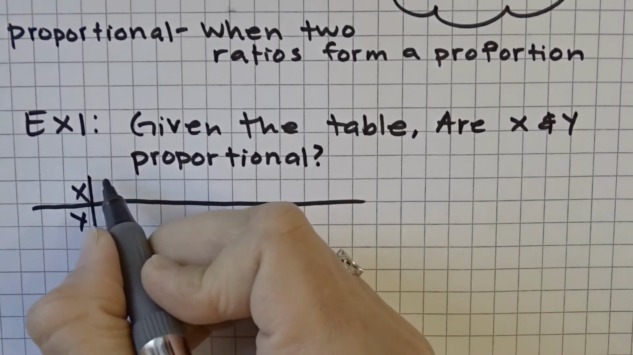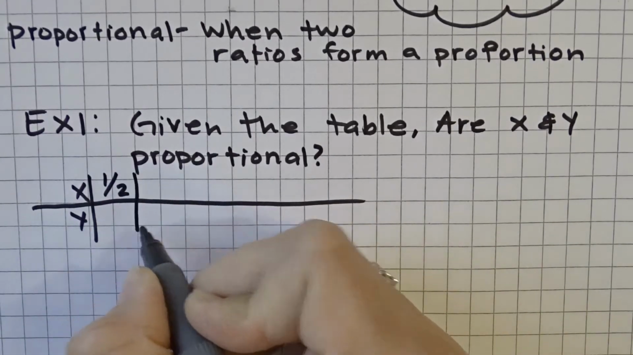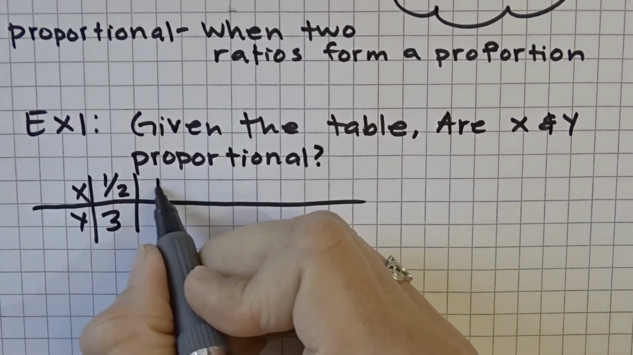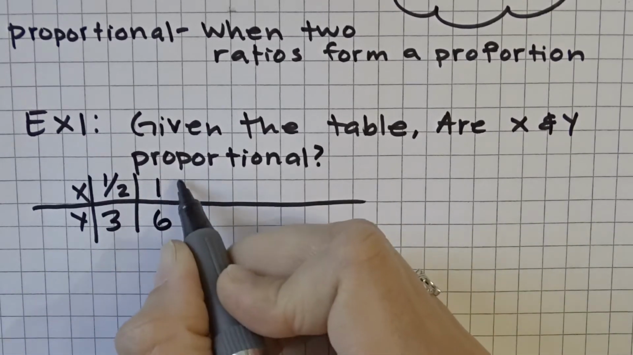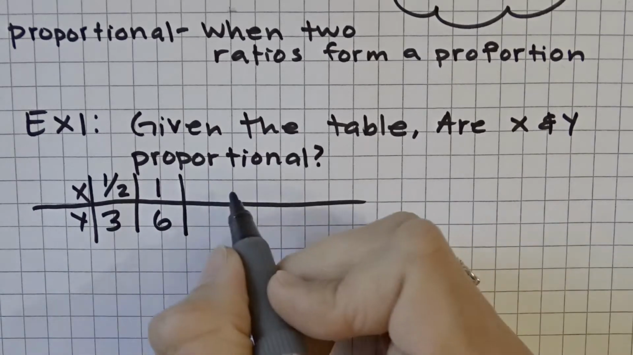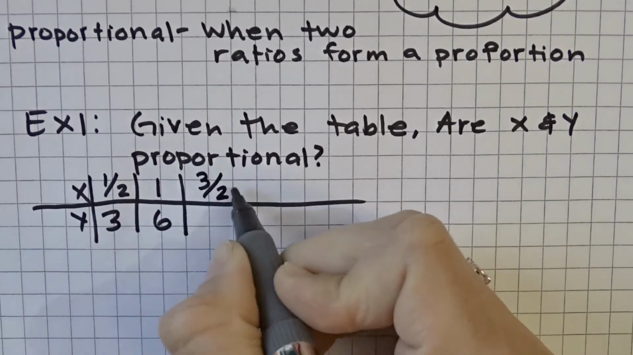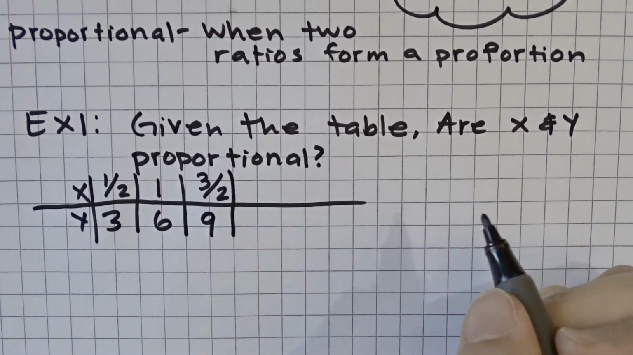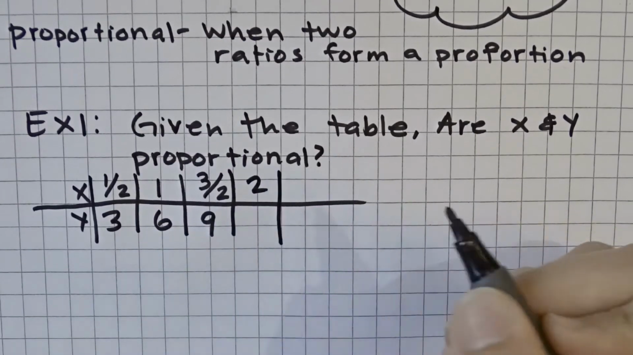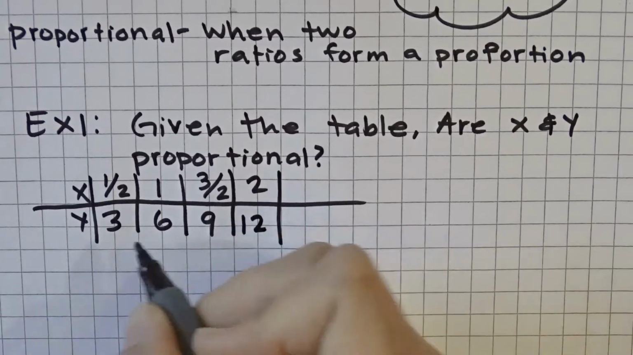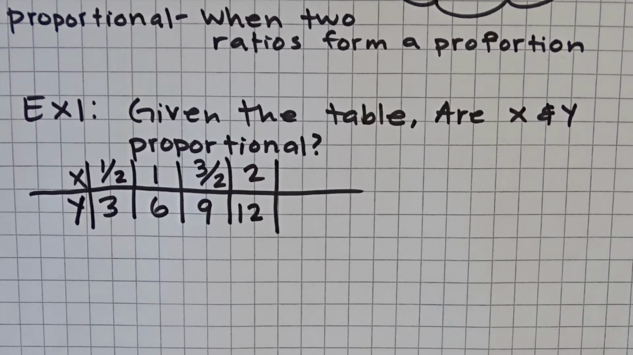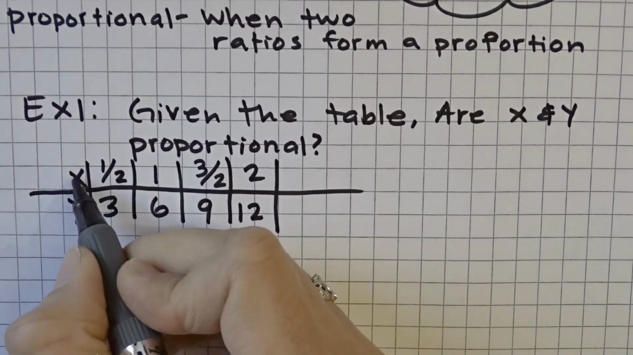And if your x is 1/2, your y would be 3. If your x is 1, your y will be 6. When your x is 3/2, your y will be 9. And when your x is 2, your y would be 12. Okay, so given this table, is x and y proportional?